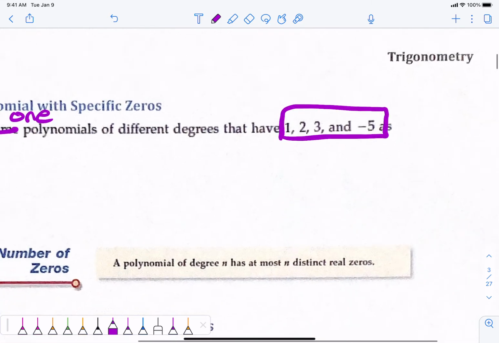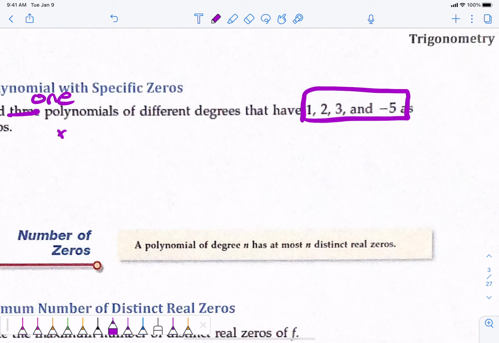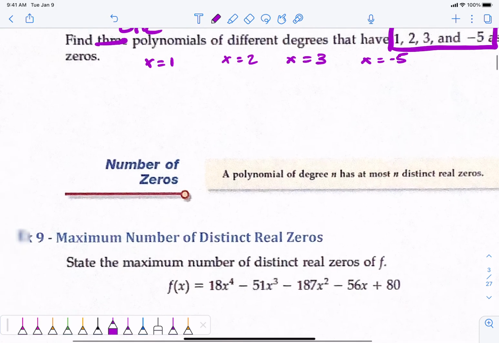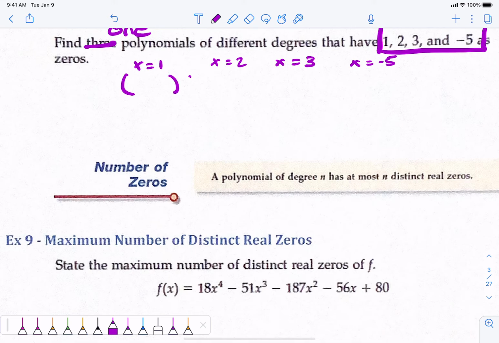Okay. Plug 'em in. Now what this means is that x equals 1, x equals 2, x equals 3, x equals negative 5. That's what those are. Now, in the parentheses, what would they have looked like? X minus 1. X minus 2. X minus 3. X plus 5.